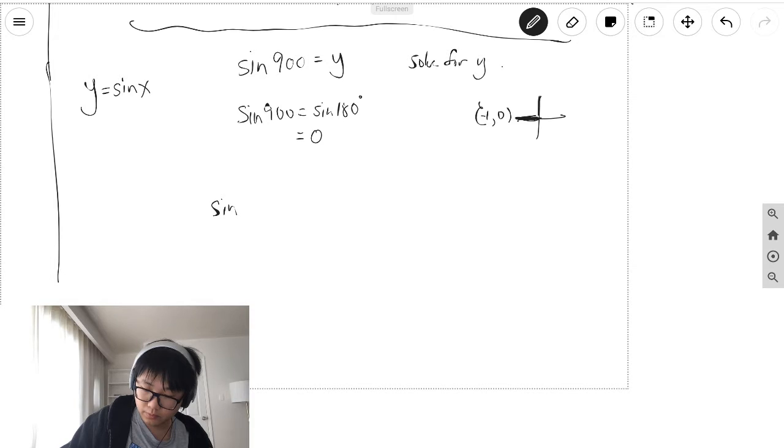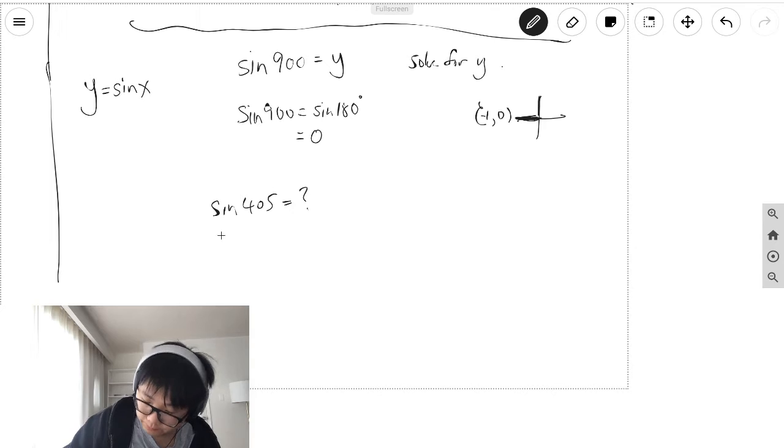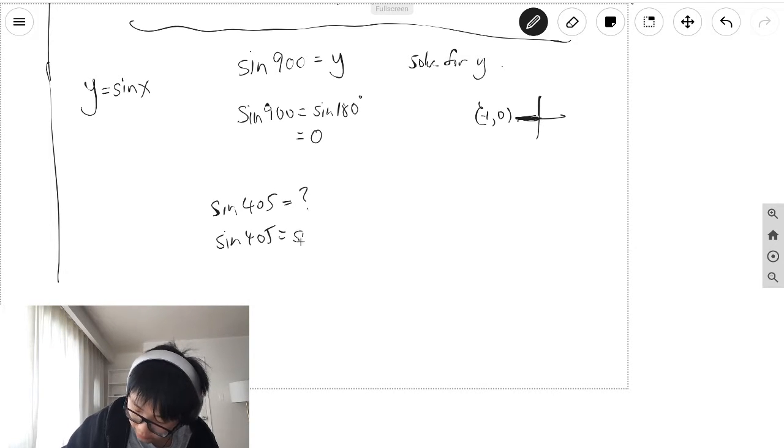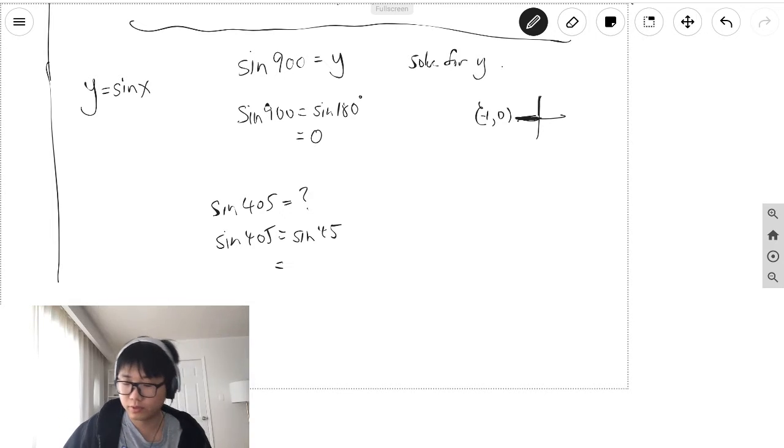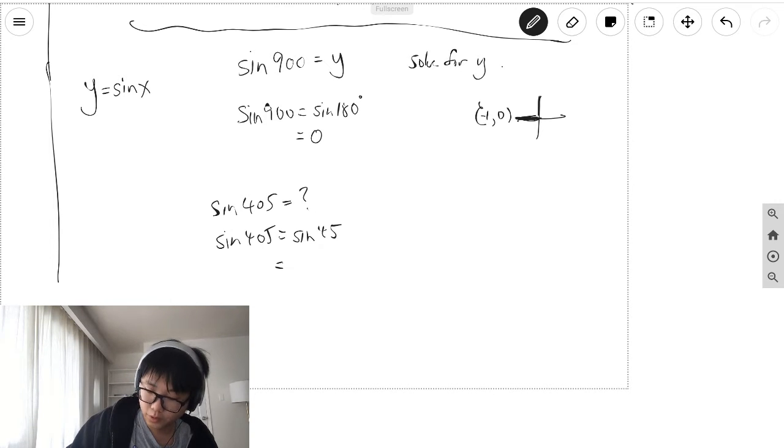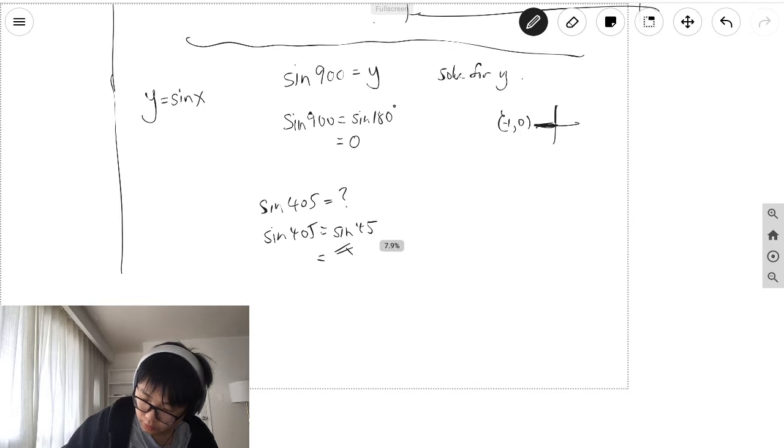So what happens if it's, let's say, instead 410? Not a good number. 405, yeah, 405 is better. So 405 equals what? We need to solve for this. So it equals sine 45. And then what is sine 45? Root 2 over 2. So you got it. Root 2 over 2.